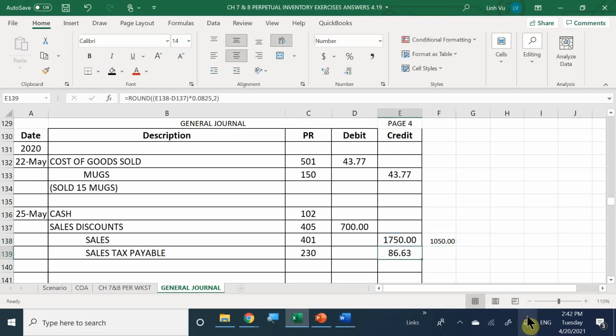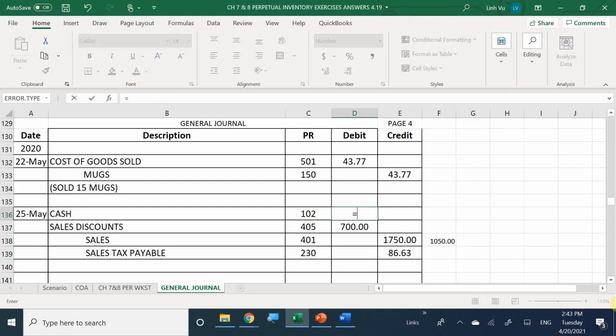Okay, that's still wrong. What did you put your tax as? 0.085 here. It's supposed to be 0.0825. Yes, 0.0825. Okay, 86.63. Got it. Okay, so that's how much tax you're going to be collecting. Now, the end thing is how much cash are you actually going to be receiving from the sales?